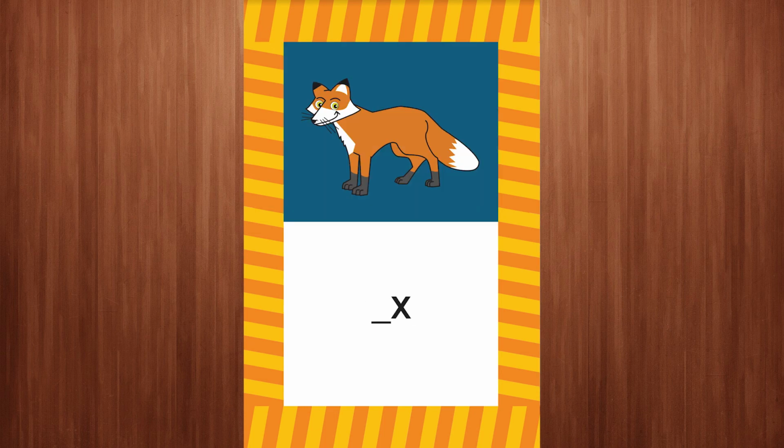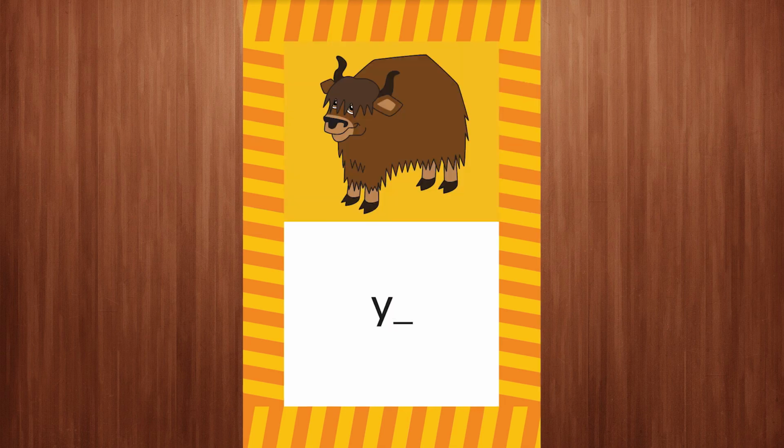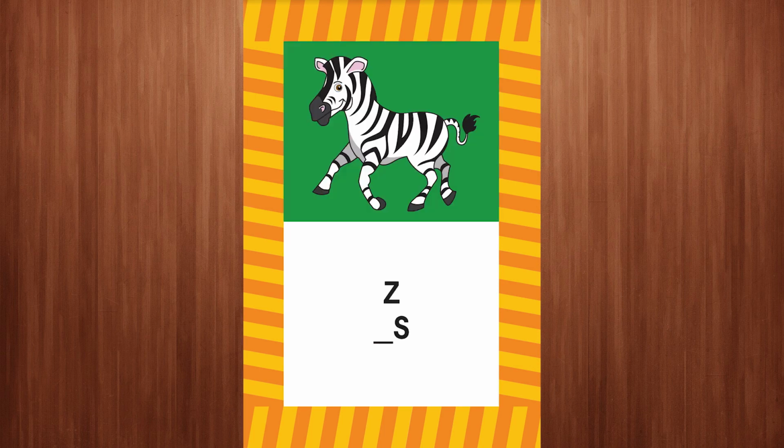Fox, X, blank X, always at the end. Yak, Y, blank, always in the beginning. Zebra, Z, blank S, always at the end.